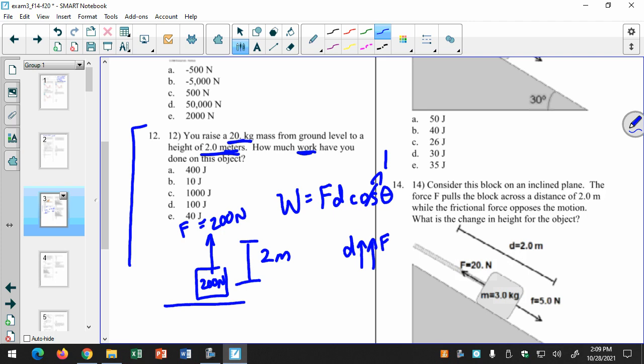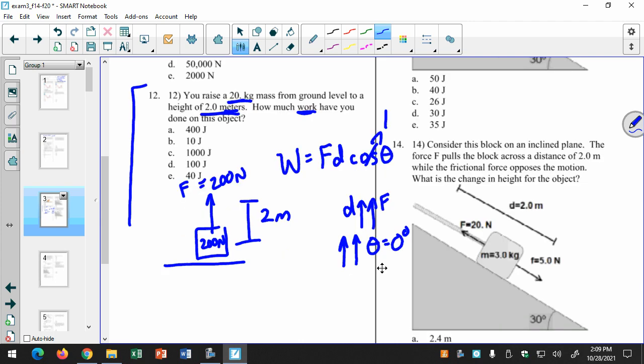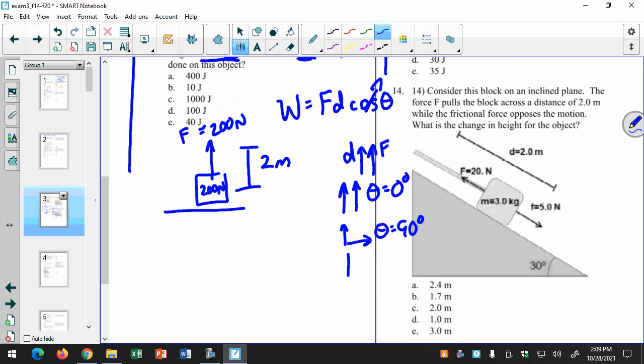Yeah, that's right. So when you know the distance, or the displacement, and the force, if they're in the same direction, that angle theta is equal to 0 degrees. If they're perpendicular to one another, that angle theta is 90 degrees. And the other one you're most likely to see is where the force and the displacement are opposite one another. In that case, that angle theta is 180 degrees. Cosine of 0 is 1. Cosine of 90 is 0. And the cosine of 180 is negative 1.